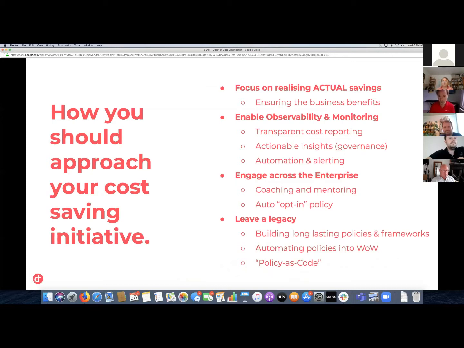We'll talk about that. In a larger enterprise, you've got to have observability and monitoring. You've got to understand where your costs are and where you're spending your money. You've got to engage the enterprise, and we're going to talk a little bit about opting in versus opting out policies, and leaving a legacy, which is leaving ways of working, automating these ways of working, and automating policies as code so that you get long-term benefits.